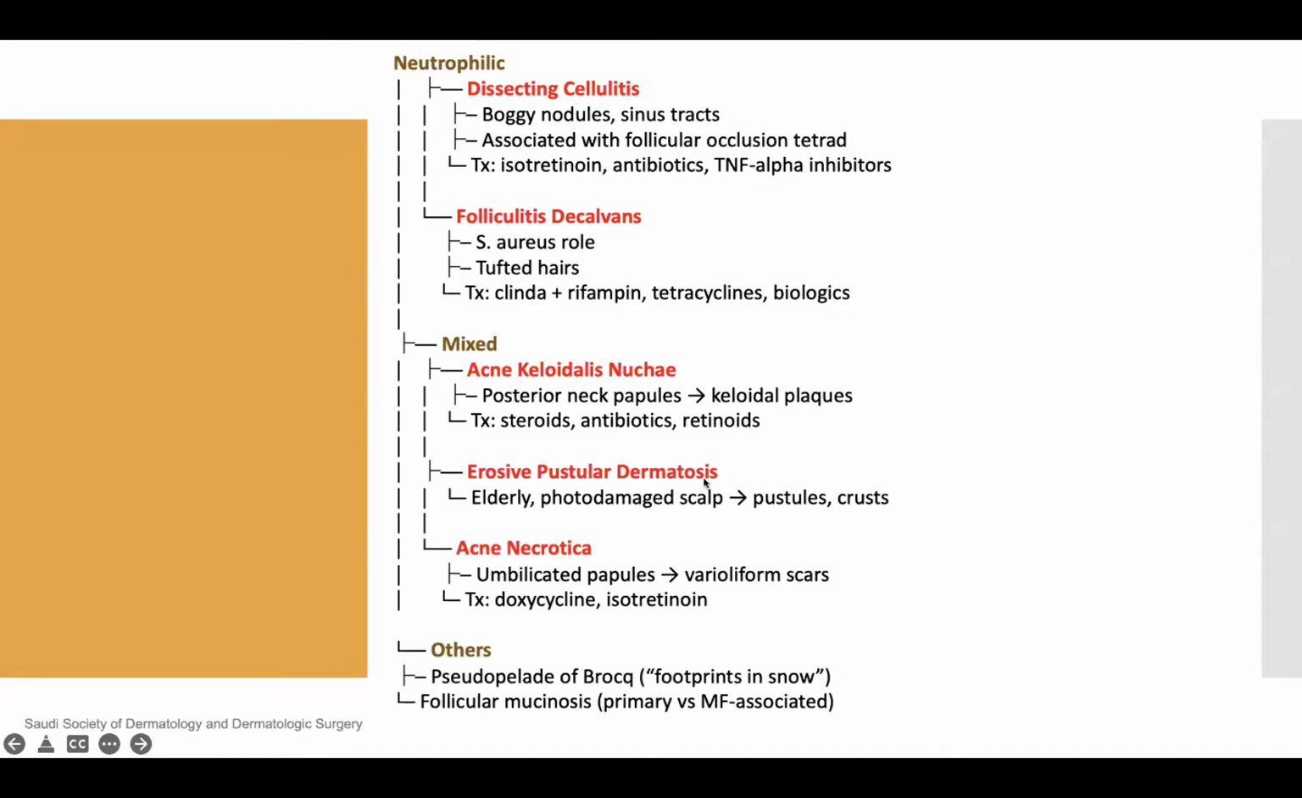Erosive pustular dermatosis usually occurs in the elderly, on photo-damaged scalp or skin. Acne necrotica is an umbilicated papule, which turns into a varioliform scar. It's important to know the differential diagnosis of acne necrotica, including molluscum contagiosum, herpes zoster, and eczema herpeticum.